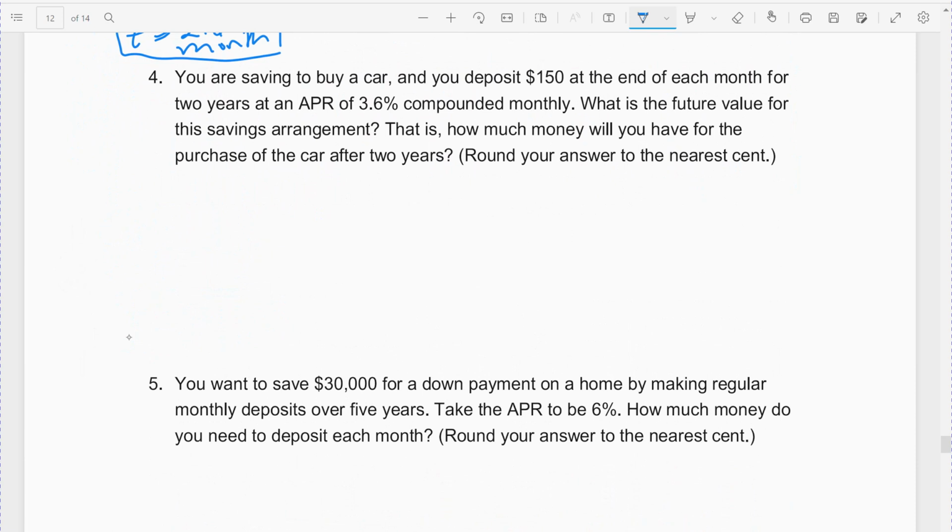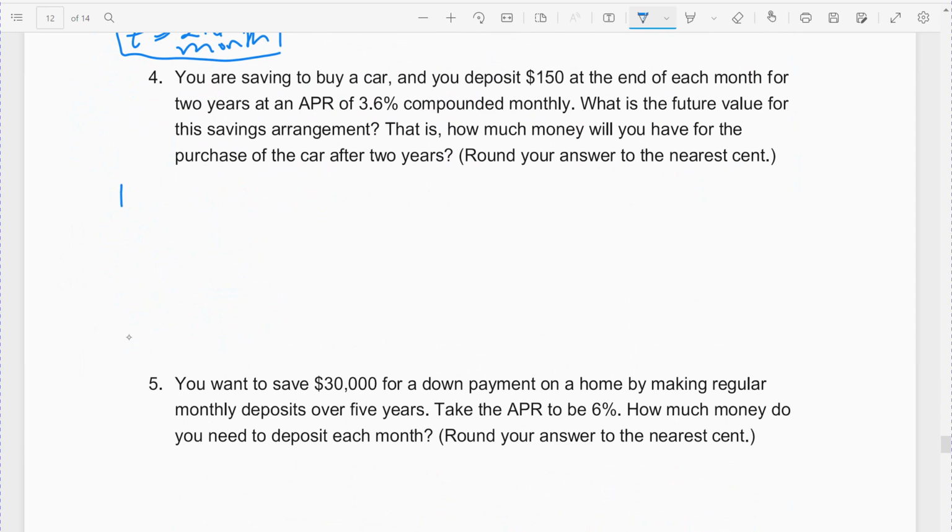Alright, suppose that you're going to save to buy a car, and you plan to deposit $150 at the end of each month for 2 years. Alright, you can get 3.6% compounded monthly. What is the future value for the savings? Basically, how much money will you have to buy your car in 2 years.